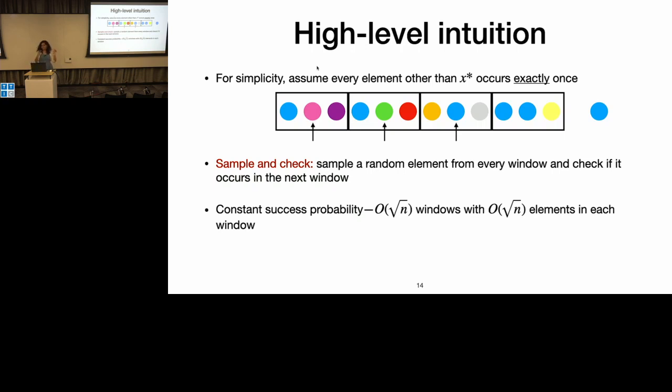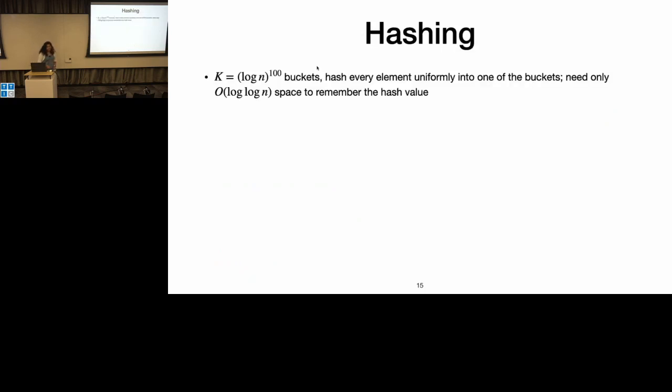Can someone tell me what's the issue with such a simple algorithm? It uses too much memory, to remember what we sampled. Perfect. You are going to use log n space throughout the stream because you're remembering it and checking, and our goal was to use log n space for only a limited time. Whenever we have space issues, what do computer scientists go to? Hashing. There we go. So say we hash it into polylog n buckets, like log n to the 100 buckets. So now to remember the hash, you need just log n space.